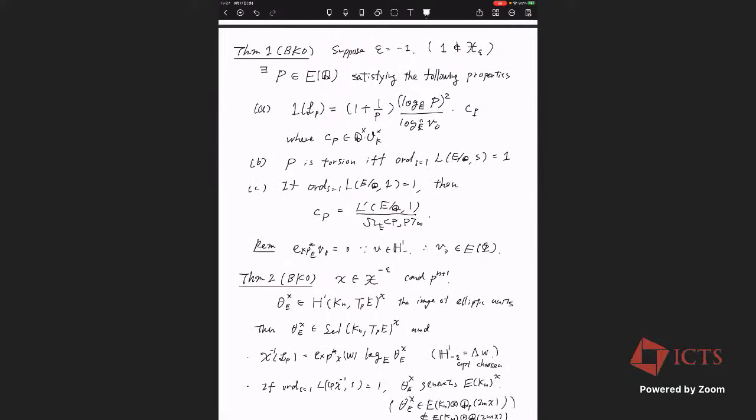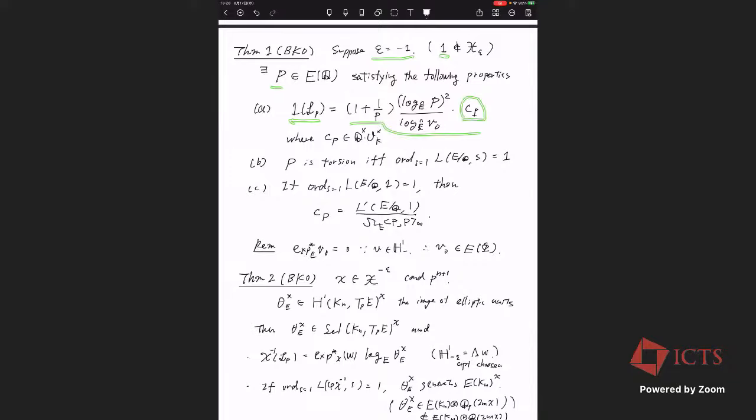Now I state our theorem. First, we consider the bottom case. Suppose epsilon is -1, the root number is -1. So the trivial character does not belong to the interpolation range. Then there is a global rational point P satisfying the following properties. The value of the p-adic L function at the trivial character is written in this way.